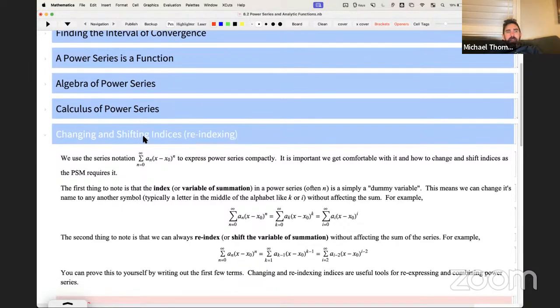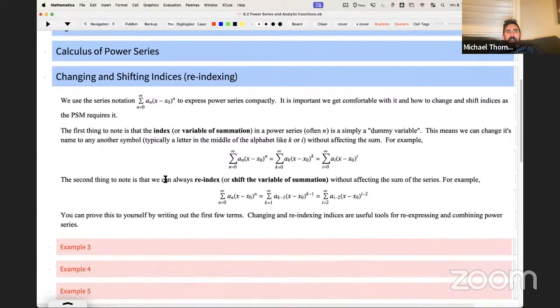We want to get comfortable, really comfortable doing this. So the first thing to note is that the index, this is the index right here, that variable of summation, n. It's usually an n, but sometimes it's an i or a j or a k or something like that. But in essence, it's really a dummy variable. That's actually a technical term. Have you heard of that term?